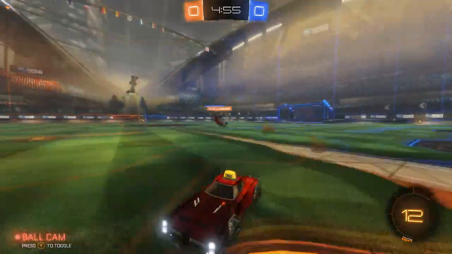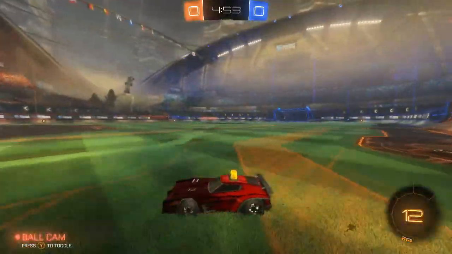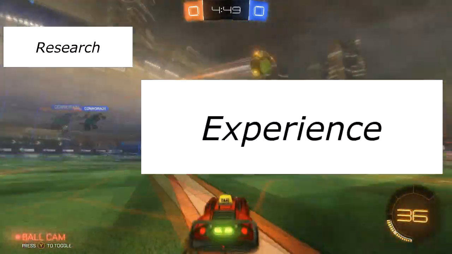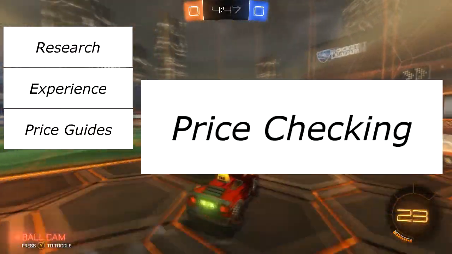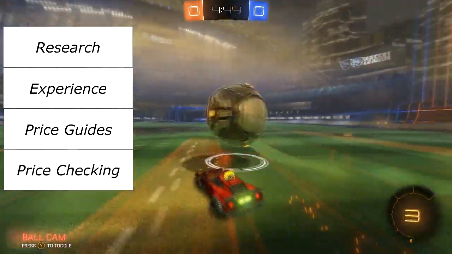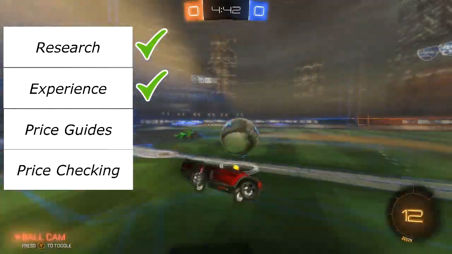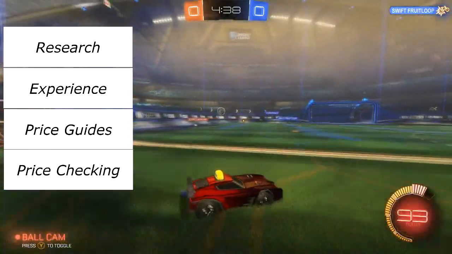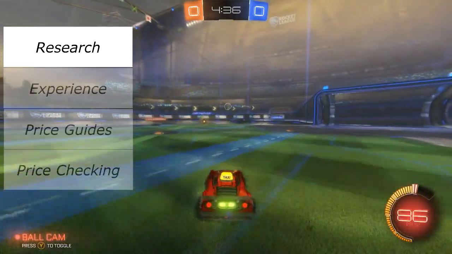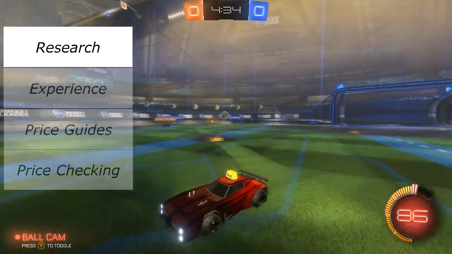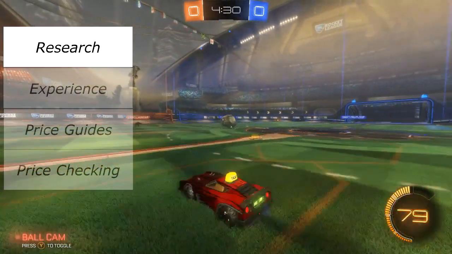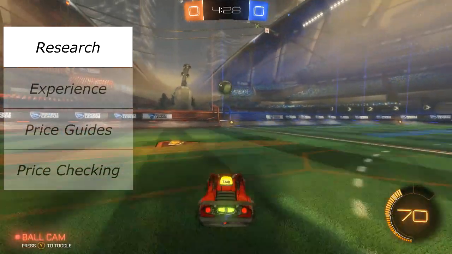So when pricing your item, I think there are 4 aspects you could look into. And these 4 are research, experience, price guides, and price checking. I feel the first 2, research and experience, are essentials, whereas the other 2 aren't. So let's start with number 1, research, which is the most important one. So for research, we want to take a look at what people are buying an item for, what people are selling an item for, and which of these deals have been completed.